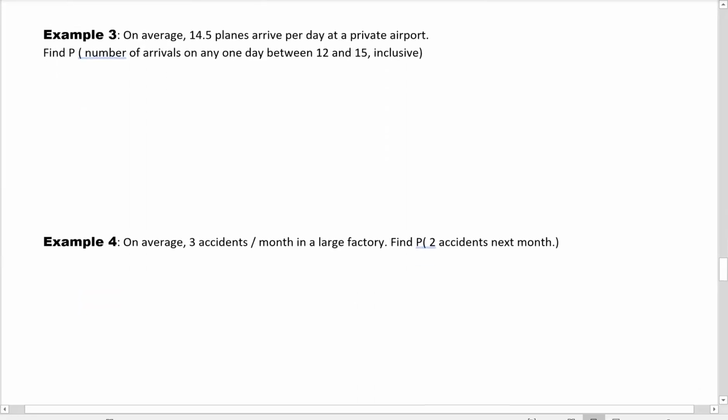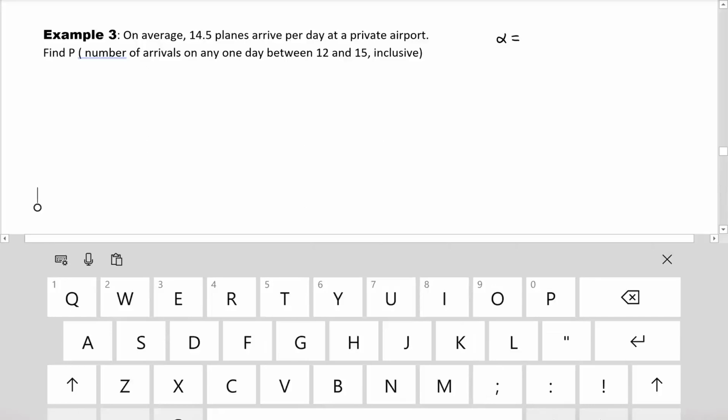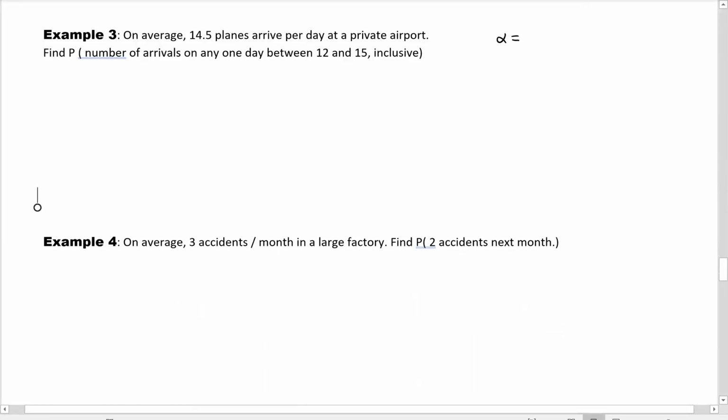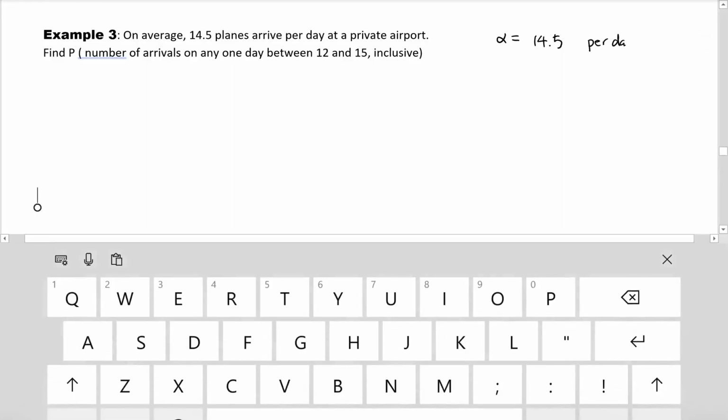Okay, also pause here and try to work on the problems first before we continue. Okay, you ready? Let's go. Okay, so on average, see, average is really a keyword. When you hear the average, think about Poisson process. So alpha is 14.5 planes arrive per day. So the units is actually per day.